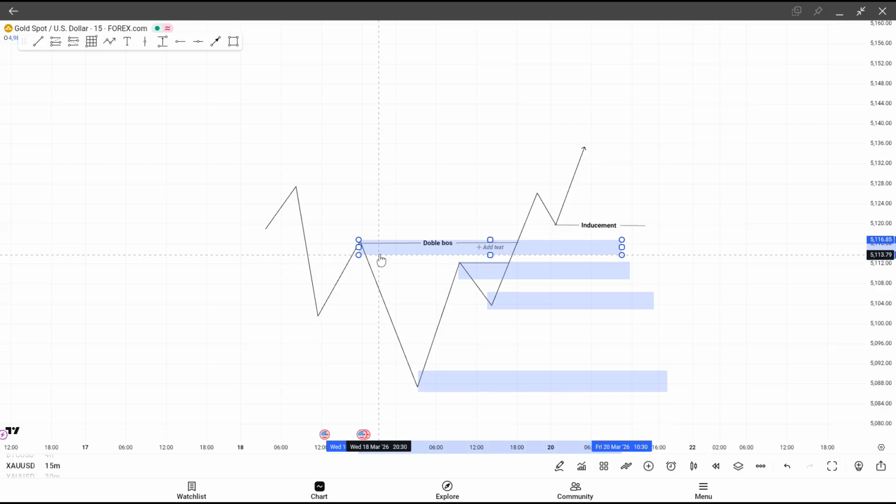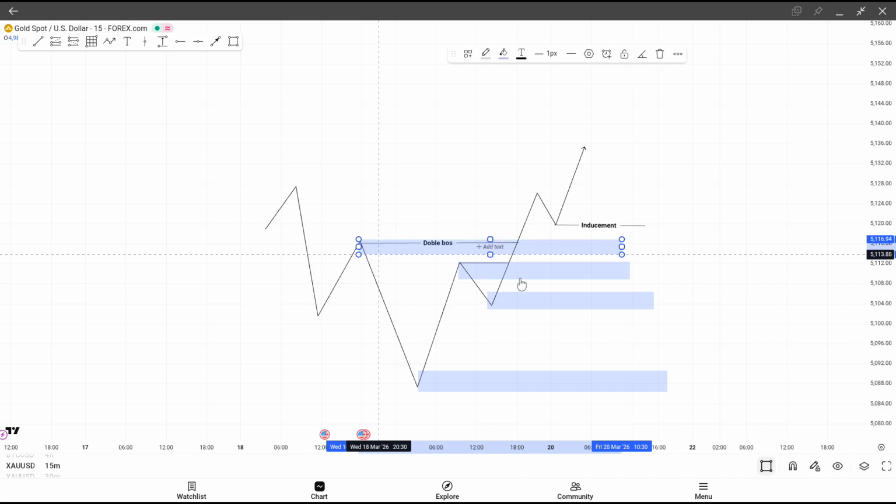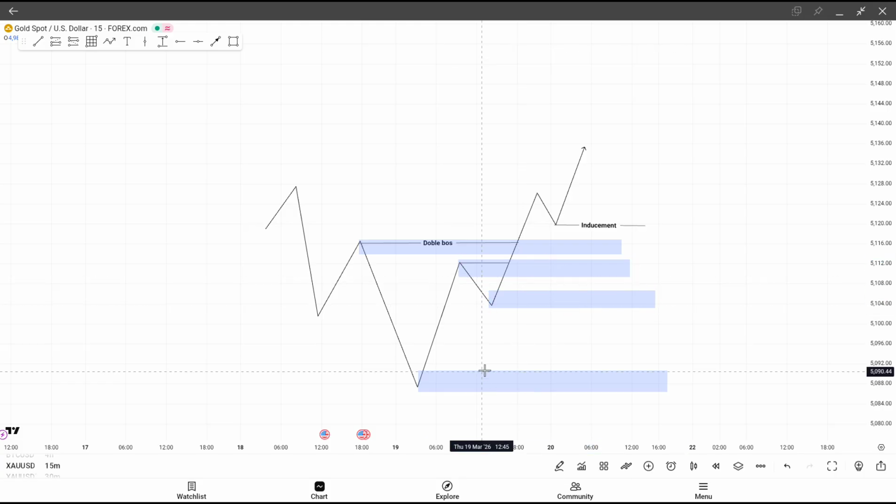Some people will be surprised about this one, but this is also a breaker block. Okay, this is a breaker block in a bullish market. This is also a breaker block in a bullish market. This is an order block in a bullish market. This one is also an order block in a bullish market.